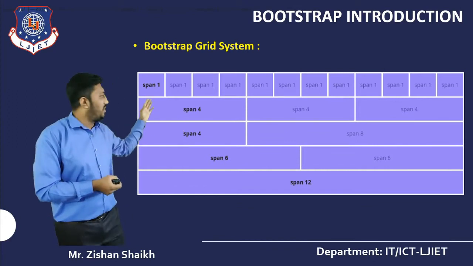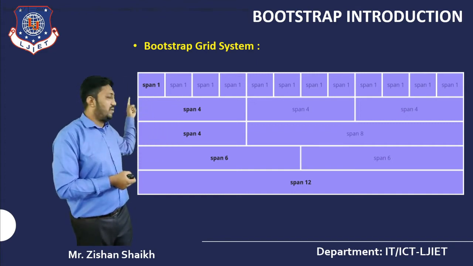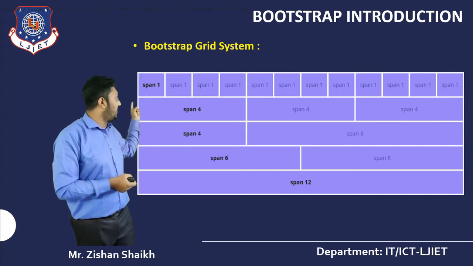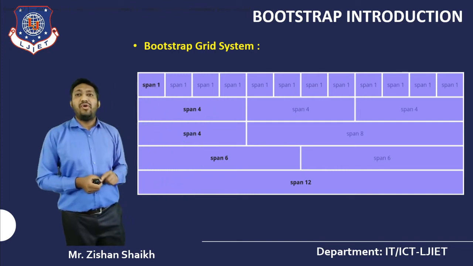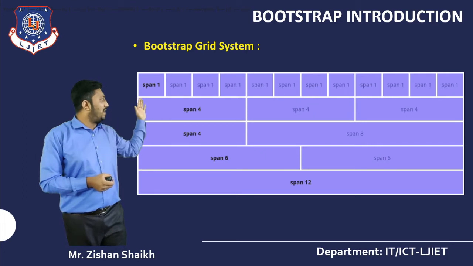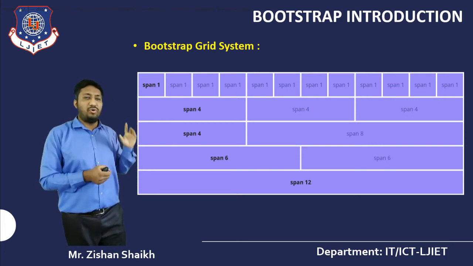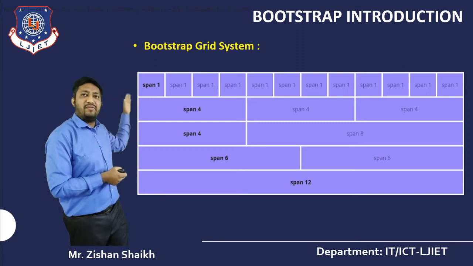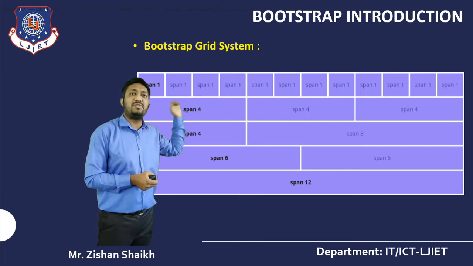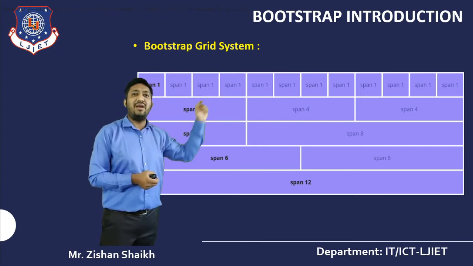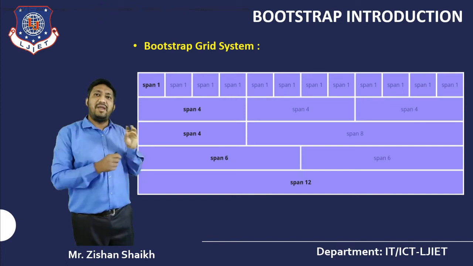So here we have span 1, span 2, span 3. In our row number 1, according to this figure, 12 columns are there, 1 to 12. What happened here? We are dividing the whole row into 12 columns. So data 1 will be placed in span 1, data 2 in span 2, data 3 in span 3. According to that, we have 12 places in which we can place our data.